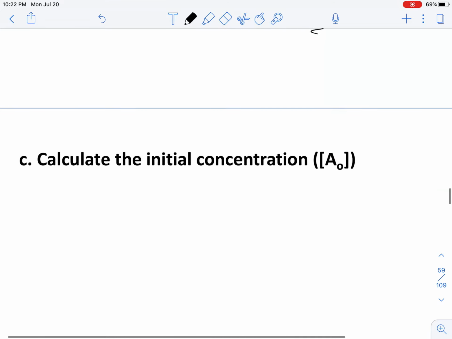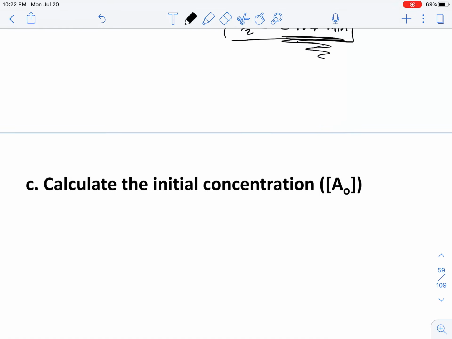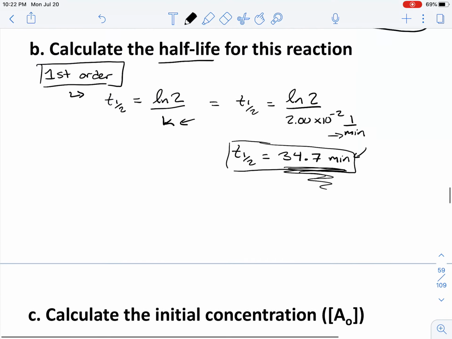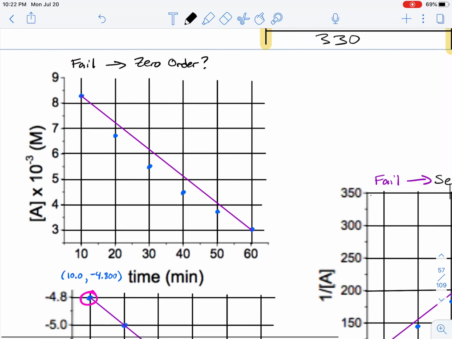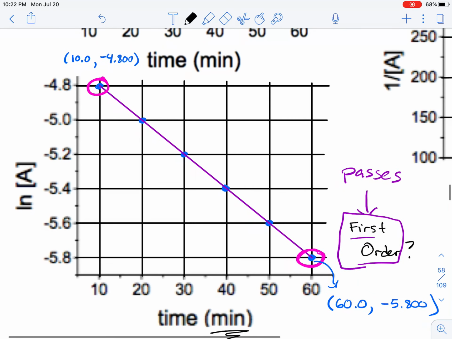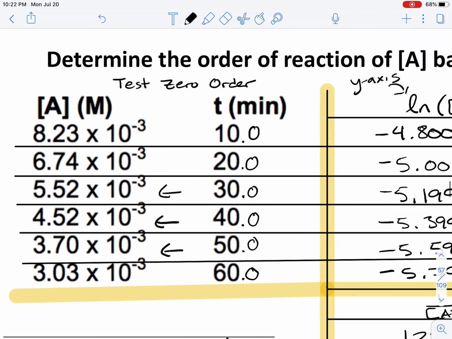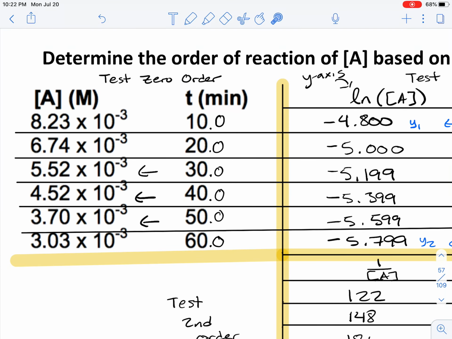All right, so what we're going to do next is we're going to calculate the initial concentration of reactant A. And so if you guys were to look at the kinetic data, I'll go ahead and look at this one. So notice how the time period starts at 10 minutes. So this is technically not initial concentration since time has already elapsed. The initial concentration is at time 0.